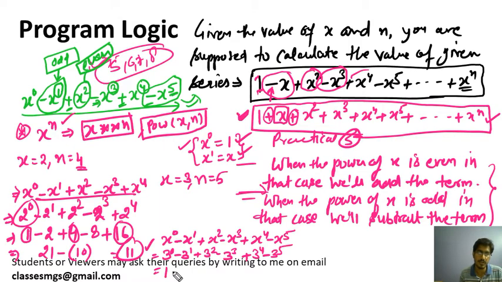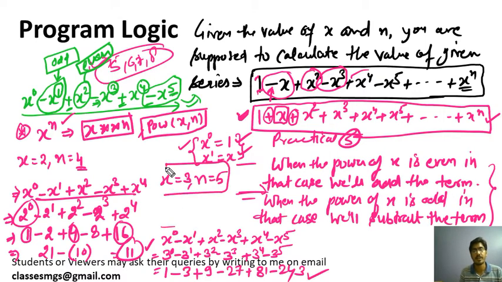Solve it. 3 raised to power 0 will be 1, 3 raised to power 1 will be 3, 3 raised to power 2 will be 9, minus 3 raised to power 3 is 27, plus 3 raised to power 4 will be 81, minus 3 raised to power 5 will be, I think, 243. Calculate it, whatever result you get will be the answer. So this is how our logic should be built.